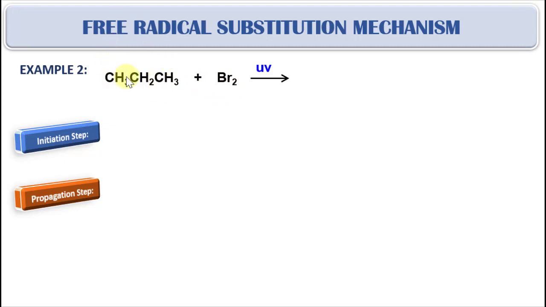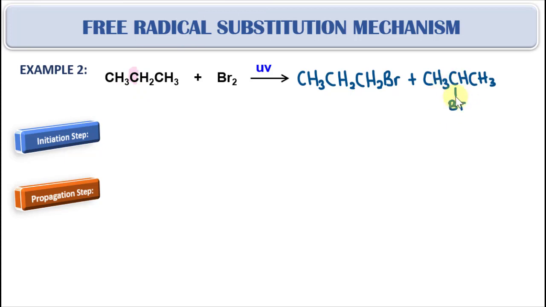So if we remove the hydrogen from this carbon or this carbon, since these two carbons are equivalent to each other, it will give us the same product, which is 1-bromopropane. So let's say I substitute one of the hydrogens from this carbon with bromine, I will get 1-bromopropane. But if we substitute the hydrogen on the secondary carbon here with bromine, the product formed will become 2-bromopropane. And don't forget our side product, which is hydrogen bromide.